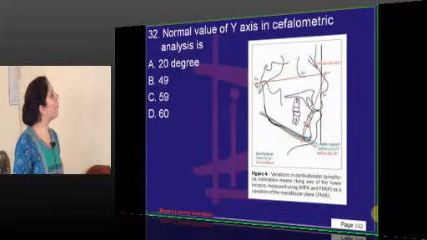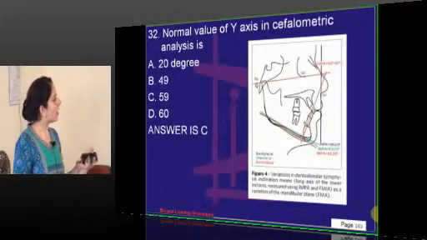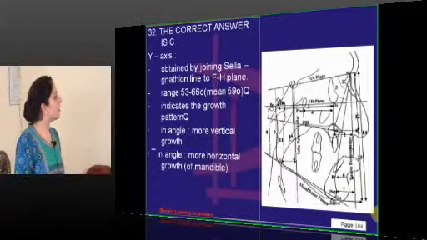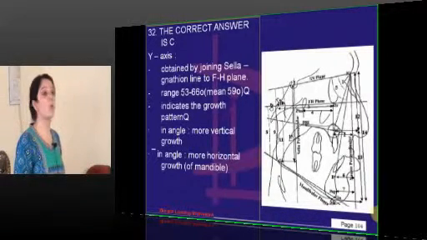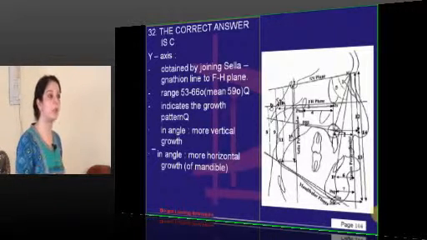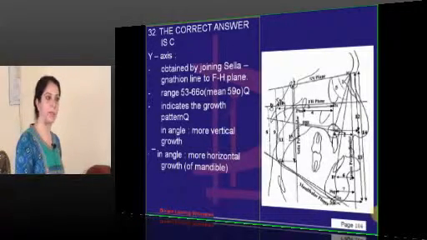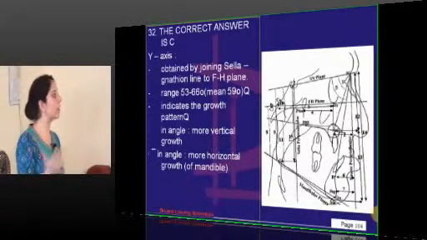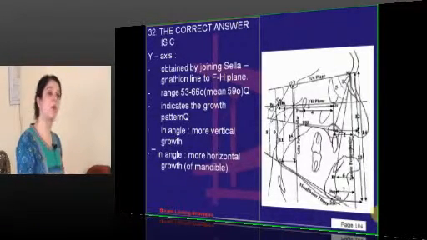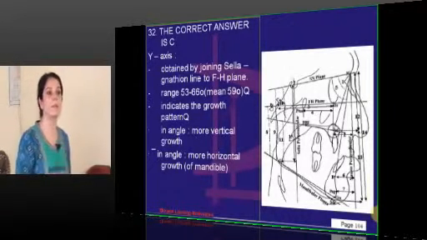The normal value of the Y-axis in cephalometric analysis is 60 degrees. This does not show the Y-axis actually. The Y-axis is also called the growth axis. When you want to figure out the growth pattern of an individual, you draw the Y-axis. Depending upon the angle the Y-axis makes, you can figure out whether this person is a vertical grower or a horizontal grower. That also determines the kind of facial pattern of the patient.